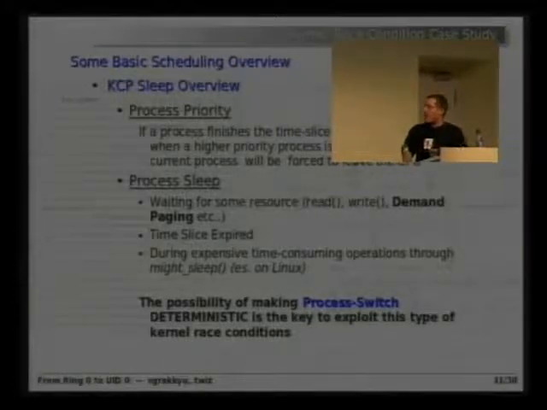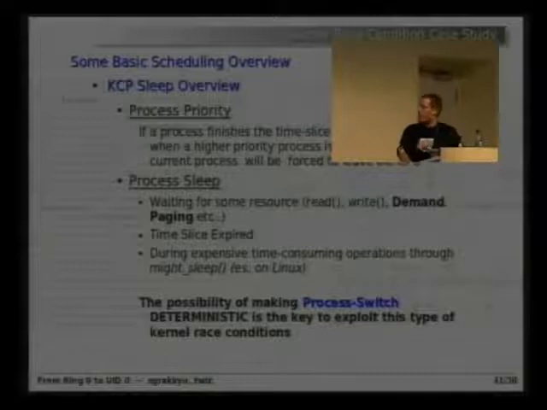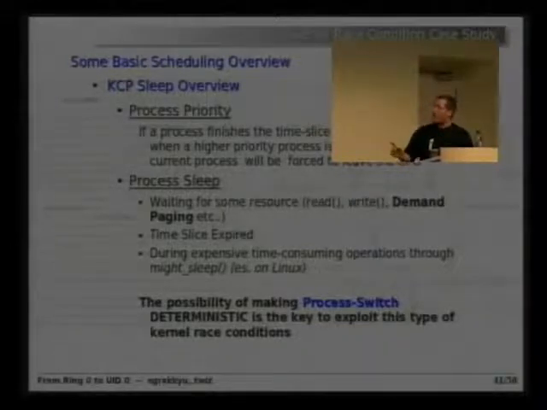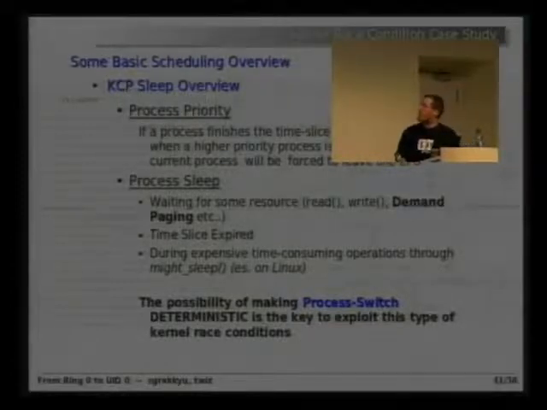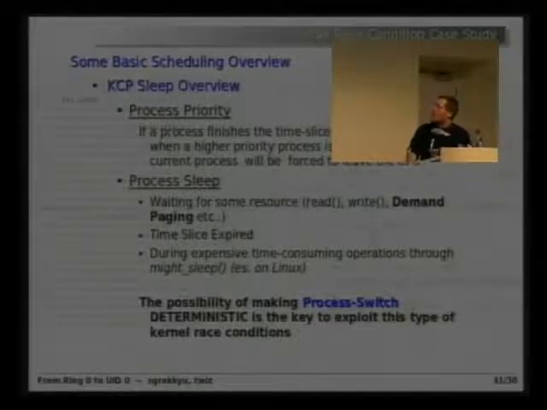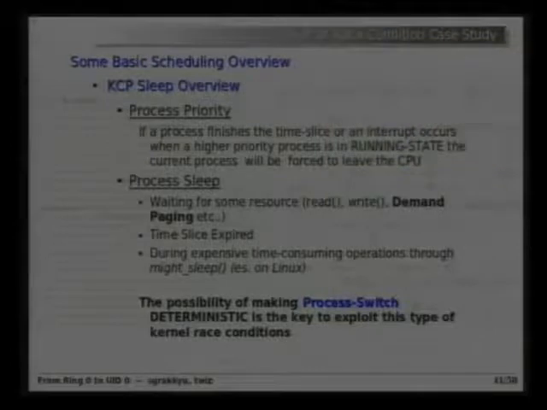Or the process may sleep if the time slice expires or during an expected operation, for example, on Linux, the sleep call. The most important thing is demand paging, because we use that feature of the kernel to exploit race conditions. Another key is that a process that runs with higher priority is scheduled before, or in place of, a lower priority process.